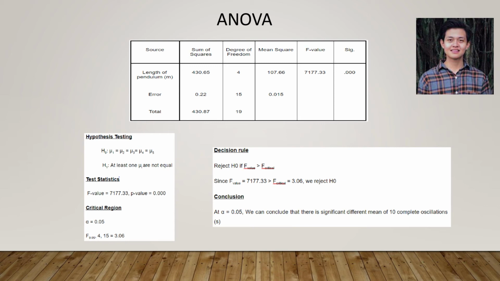For the decision rule, reject H null if the F value is greater than F critical. Since our F value 7177.33 is greater than F critical 3.06, we reject H null. For the conclusion, at alpha 0.05, we can conclude that there is a significant difference in the mean of 10 complete oscillations.